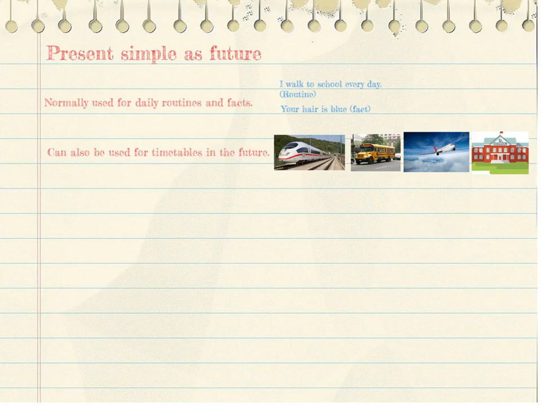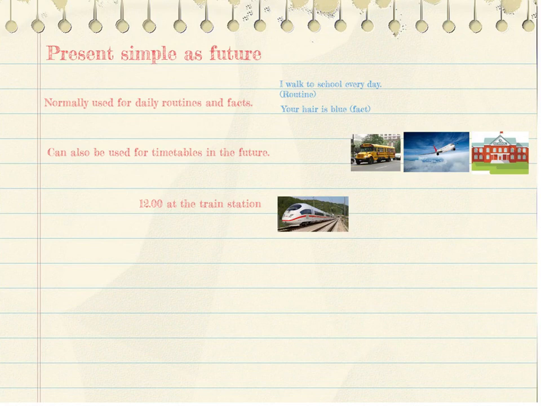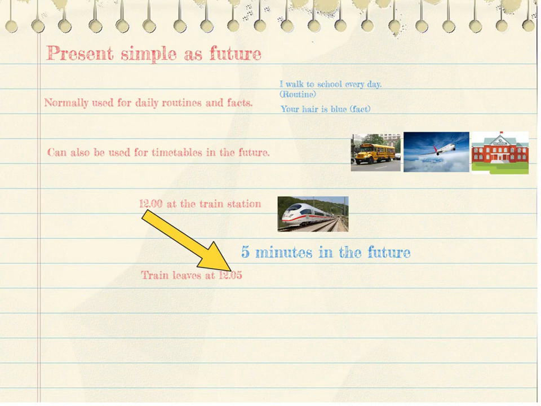So let's imagine that you're at the train station right now, and it's 12 o'clock, and your train leaves in 5 minutes. The space in time from where we are now, which is 12 o'clock, and where the train leaves, which is in 5 minutes, is 5 minutes in the future. So even though we're using the present simple here, this present simple has a future meaning.